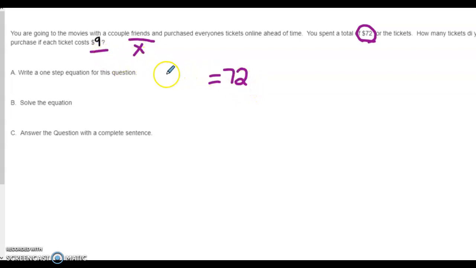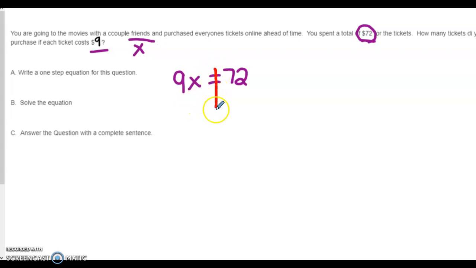And then for the tickets, we don't know how many friends we are, but we know that each ticket costs $9. So if we take 9 times the number of friends, that should equal the total. So there's our equation. That's for part A. Part B says to solve the equation.